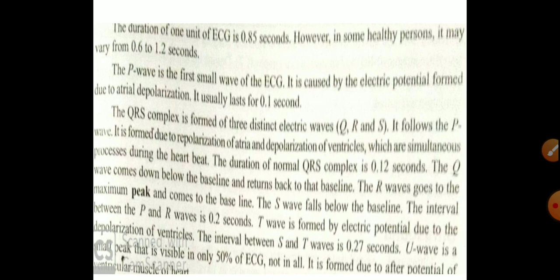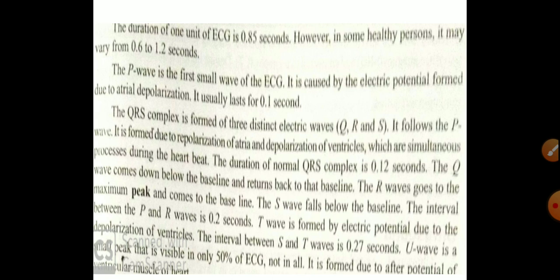The P wave is the first small wave of ECG. It is caused by the electric potential formed due to the atrial depolarization. It usually lasts for about 0.1 seconds. The QRS complex is formed of three distinct electric waves, Q, R and S. It follows the P wave.